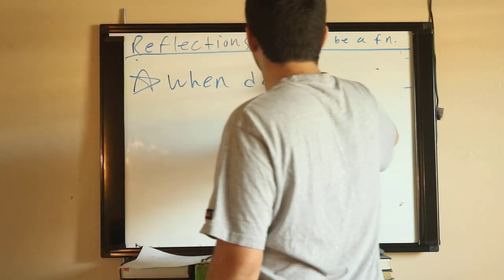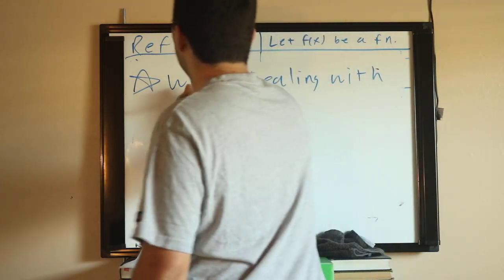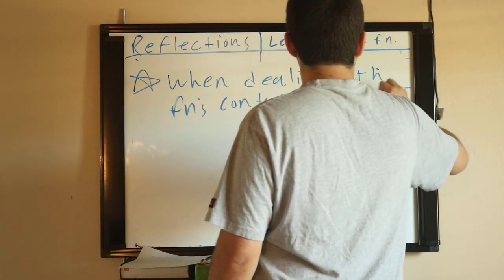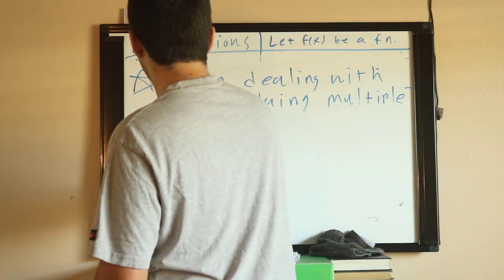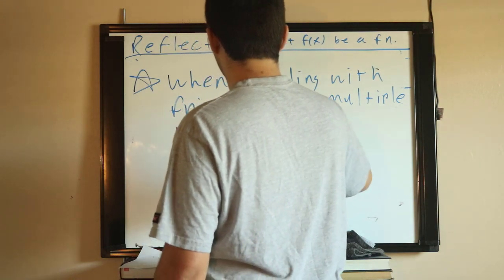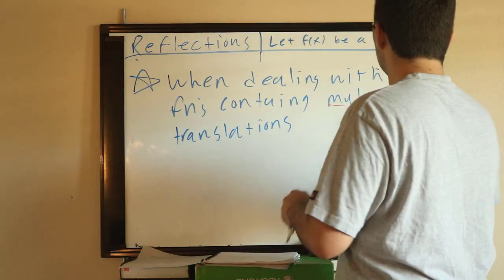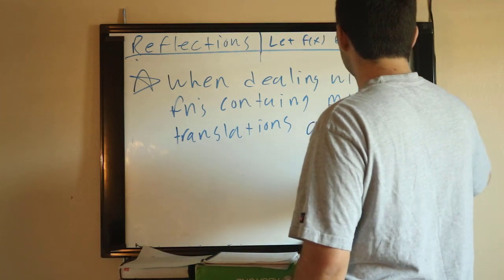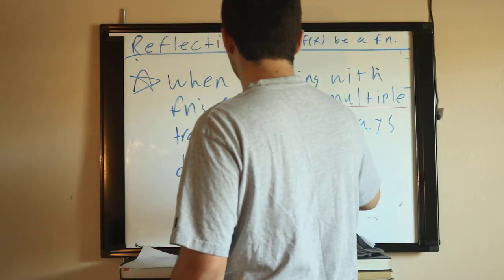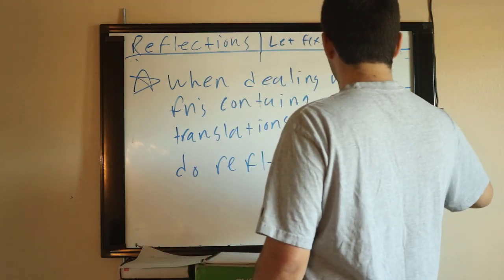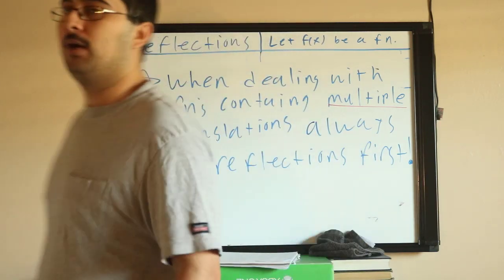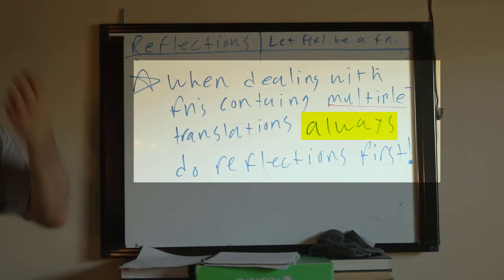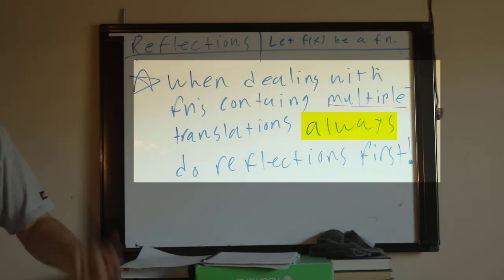What's important to remember as we do this example is that when dealing with functions containing multiple translations, always do reflections first. Always do reflections first. These are the most important notes. This is the example we're about to do, and for any problems moving forward, if they have multiple translations, always do your reflections first. Handle those first before anything else.